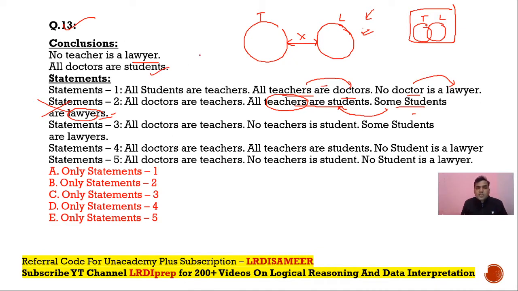All doctors are students means the circle of doctor should be inside the circle of student. All those statements mentioning no doctor is a student will straight away be eliminated. Do we have a statement saying no doctor is a student? Right, so that means there must be an intersection between doctors and students. Any particular statement saying some doctors are students will also be eliminated. So here we have some students are lawyers, no teacher is a student. Now, using this, we can eliminate only option 2.